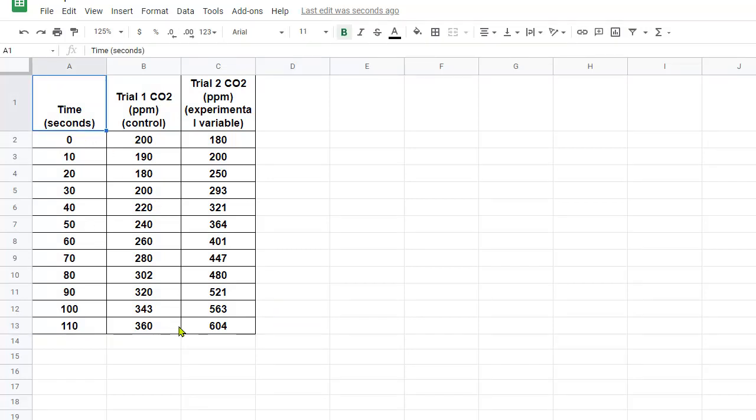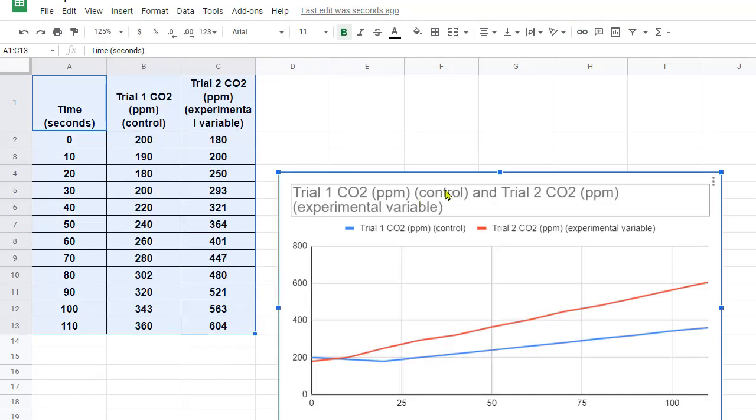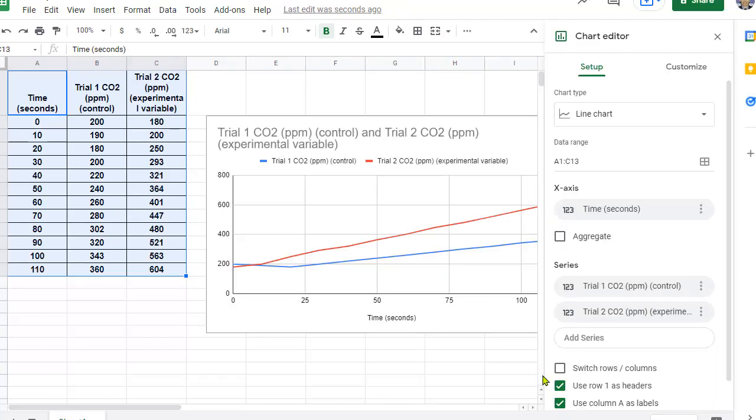If your data isn't already highlighted, highlight it now. Insert a chart. So mine came up with a default line chart, which is good. It tells us some important information about the mealworm. I didn't specify what the experimental variable is. You need to specify. What did you do that was different between the control and the experimental variable?